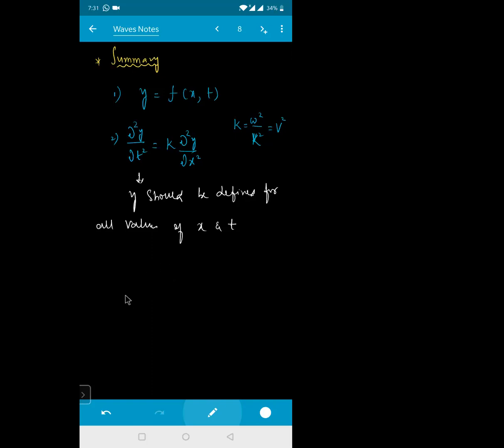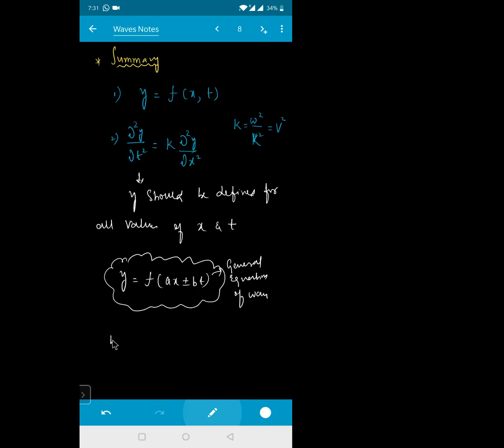Yes, sir. That means y is what? It should be a function in the form of ax plus or minus b into t. This is the general equation of a wave. For this, y is equal to f of x versus t. So y must be a function of ax plus or minus b into t.